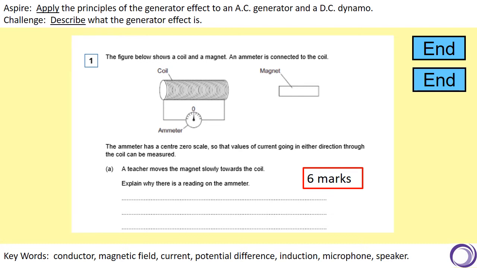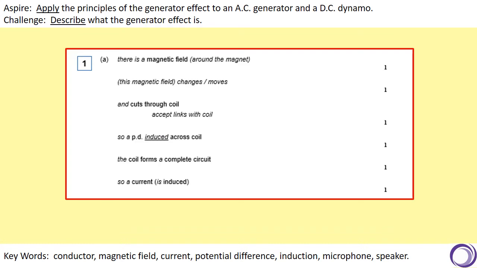What I'll give you then is the mark scheme, and you can work out how many of them you've picked up. Talking about the magnetic field around the magnet is 1. Magnetic field changing or cutting through the coil is worth a mark. Induced potential difference, complete circuit, and a current is induced for your 6 marks. If you've picked up 4 or more, that's fantastic.